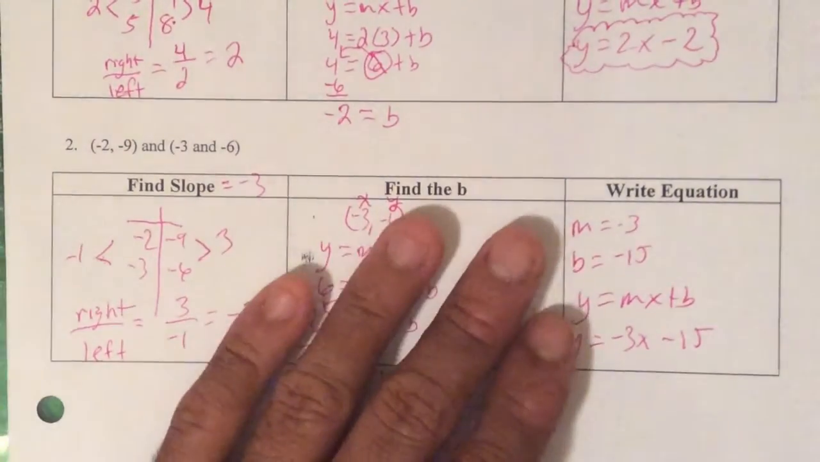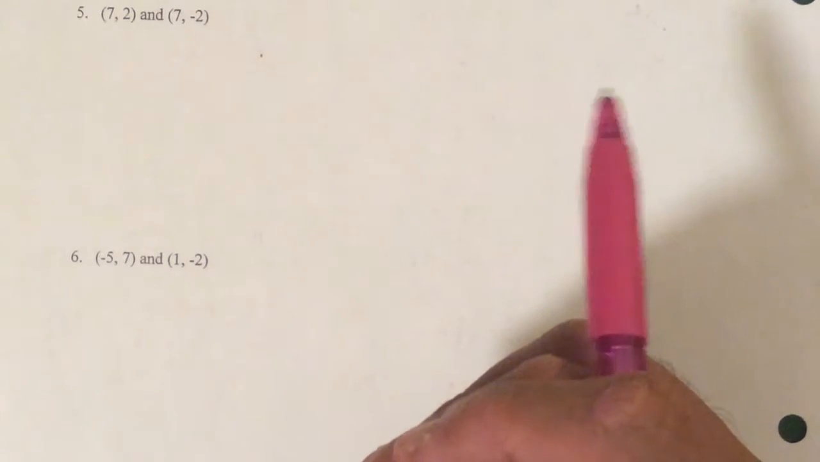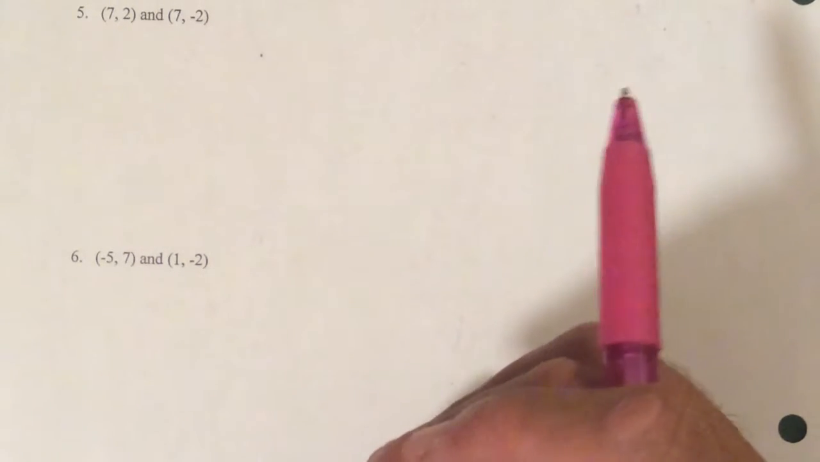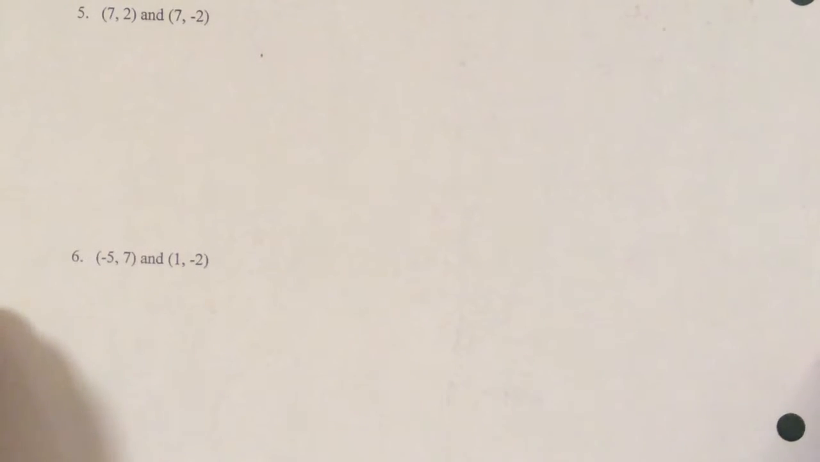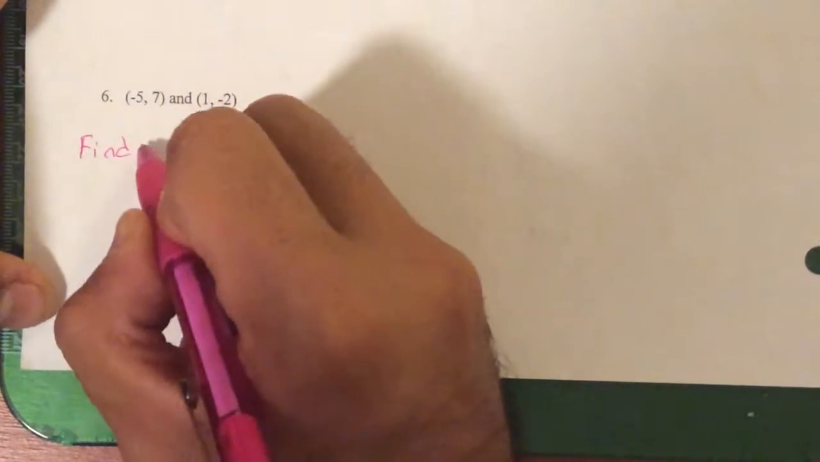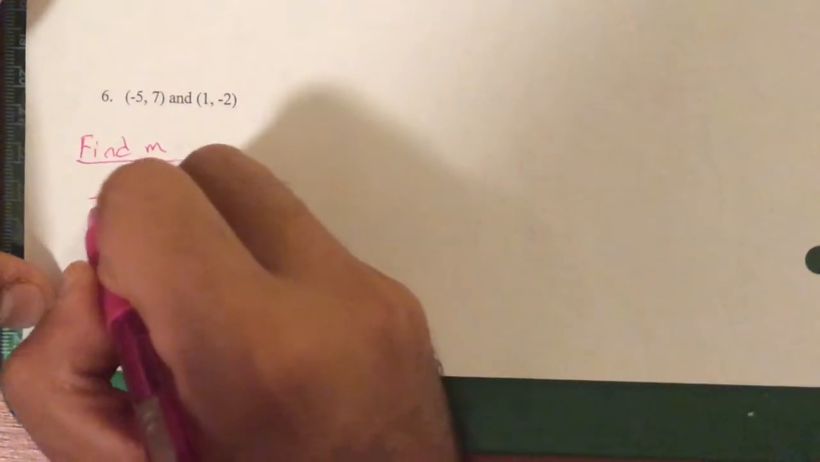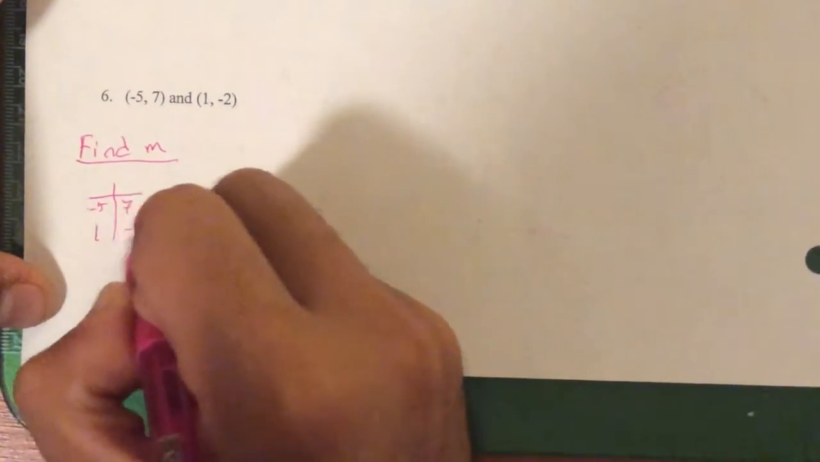Now, let's move on to the back. We're going to skip number 3, number 4, and number 5, and we're going to go directly to number 6. Now, remember, I have 2 points and they're asking me for the equation. So first thing I need to do is find the letter M, the slope. So remember, I have 2 points, so I have to create a table to find the slope the old-fashioned way.